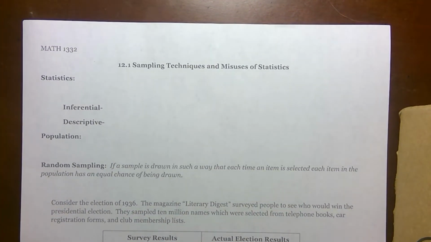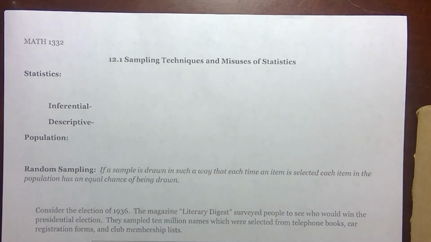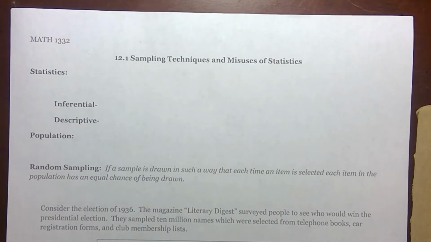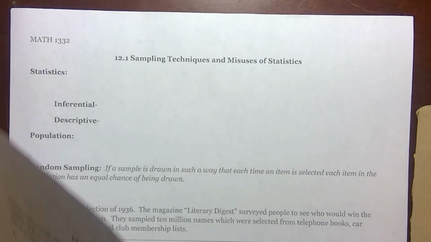All right, guys, here we go. We're going to start Unit 3 material with Chapter 12.1, Sampling Techniques and Misuses of Statistics. Our notes that we're going to go through do not talk about the misuse of statistics much.